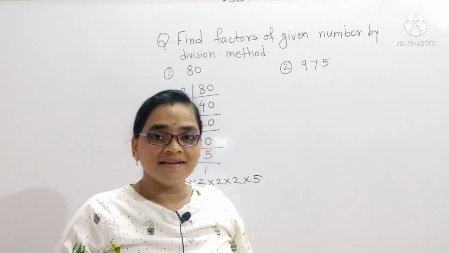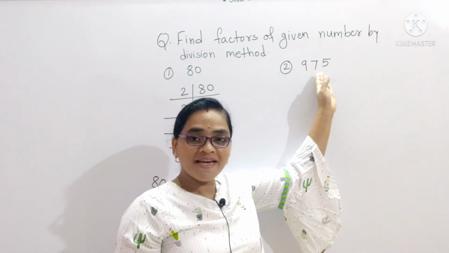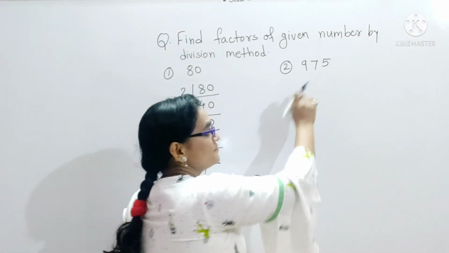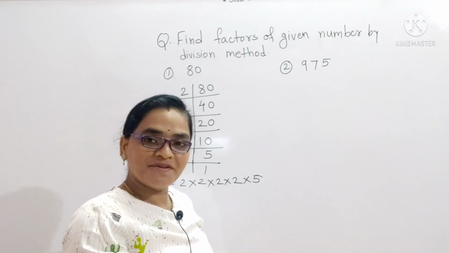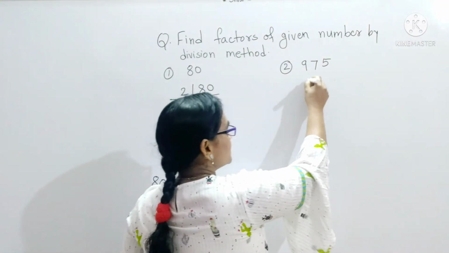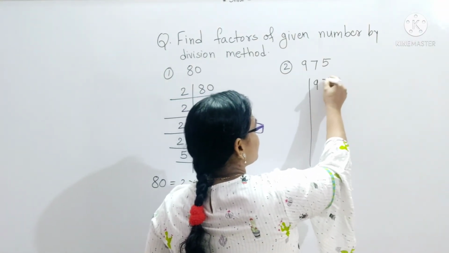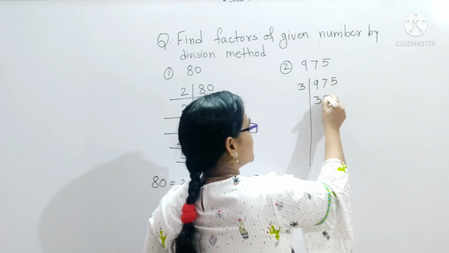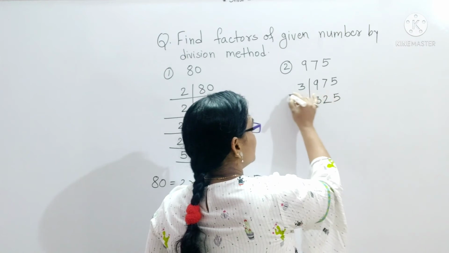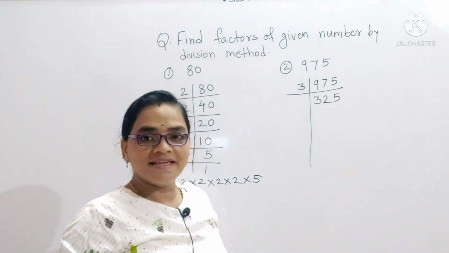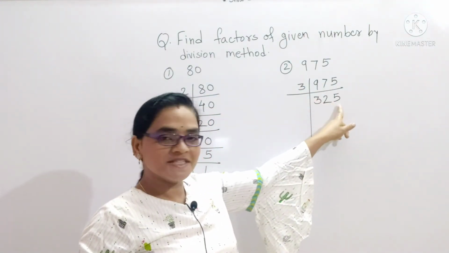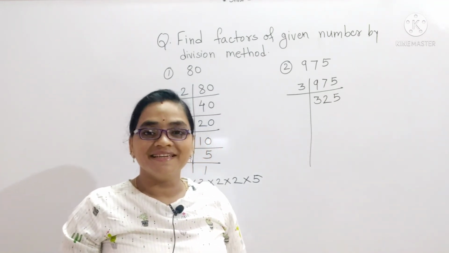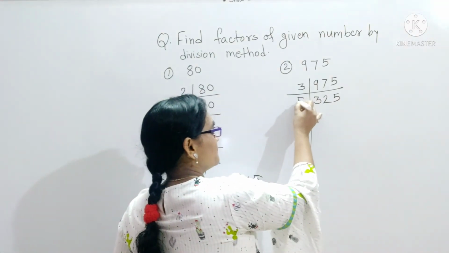Ones place 5 means not possible to divide by 2. Then by 3, see, 9 plus 7 is 16, 16 plus 5 is 21. Yes, this number is divisible by 3. 3 3s are 9, 3 2s are 6, 1 remains, 3 5s are 15. 325. 3 plus 2 is 5, plus 5 is 10, means this number is now not divisible by 3. It is divisible by 5.